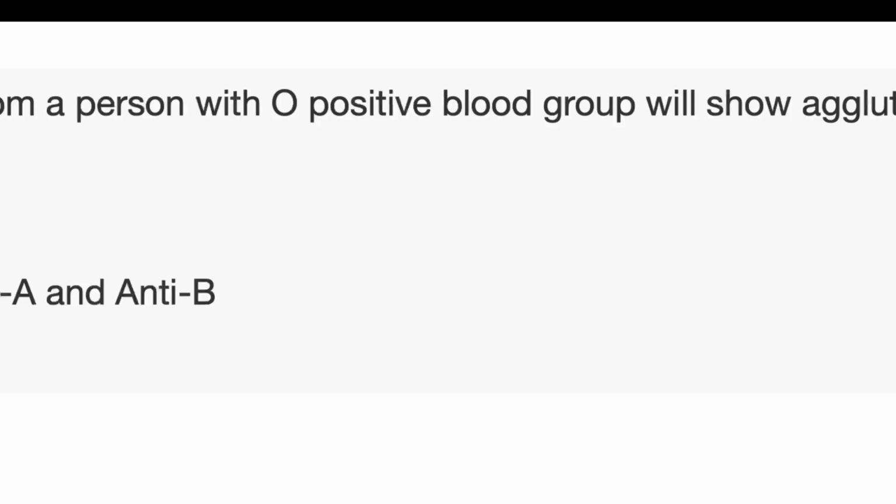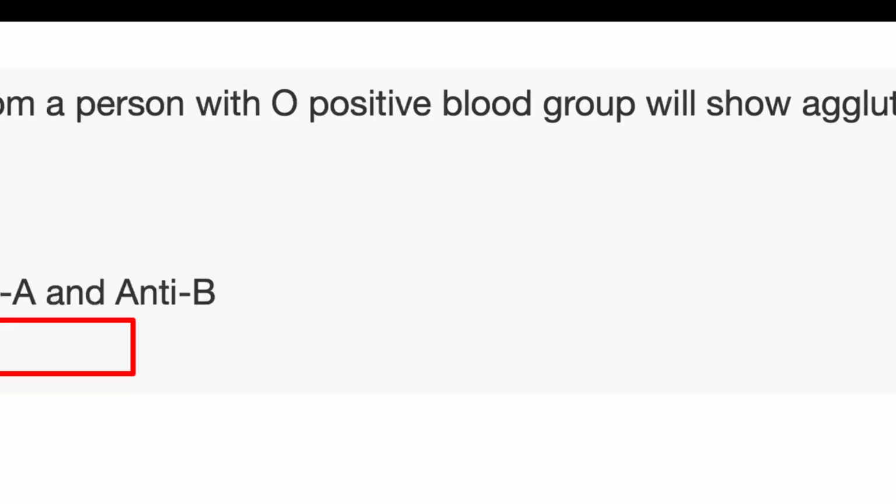Okay, okay. Then I think I have to clear this concept for you guys once and for all, because the correct answer to this question is option D, anti-D. Blood from a person with O positive blood group will show agglutination with anti-D antibody. It is not C. I'm sorry guys, but this time your answer was not correct. Both anti-A and anti-B will be shown by a blood group from a person with AB blood group.